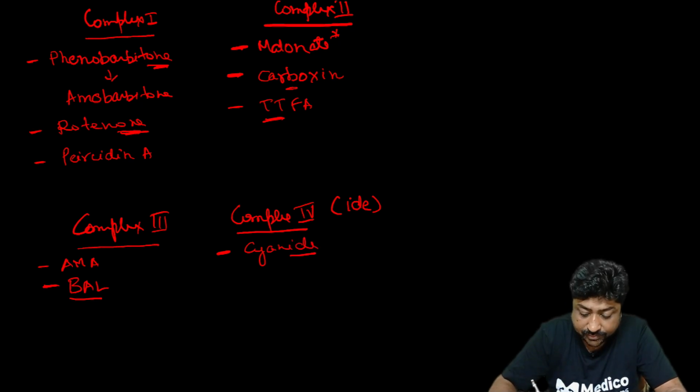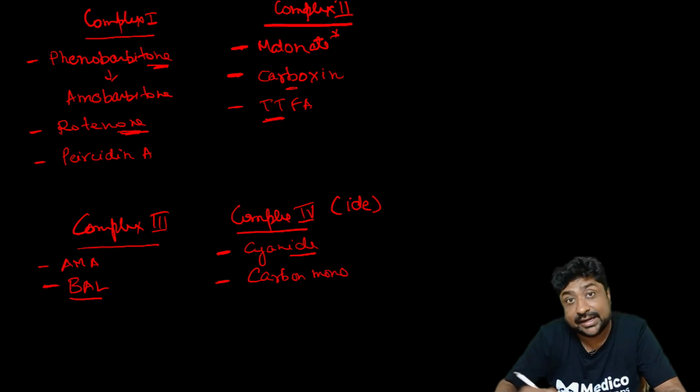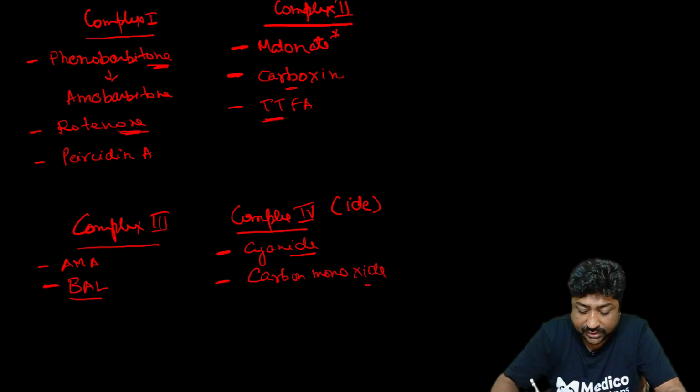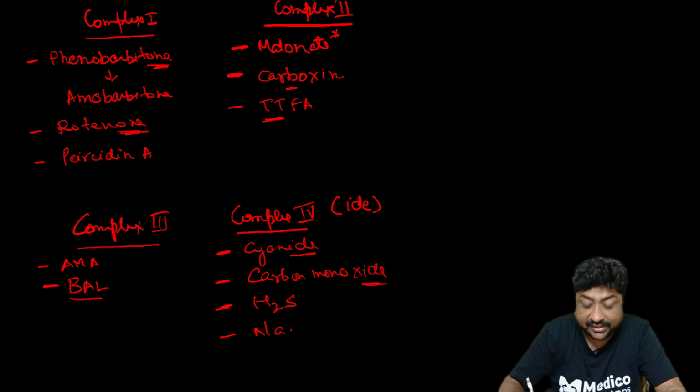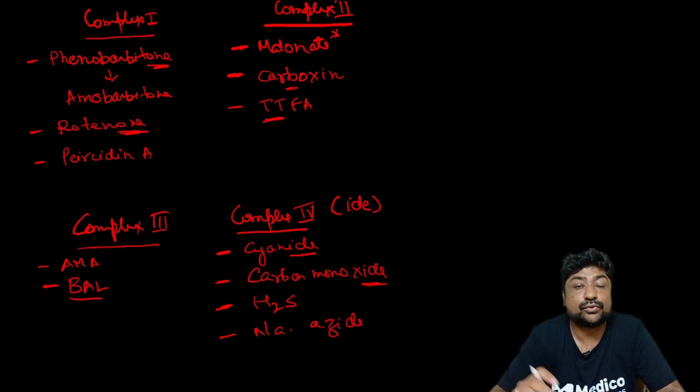Let's look at next, carbon monoxide. Again, you can see IDE at the end. The third is hydrogen sulfide. Again, IDE at the end. And sodium azide. Again, IDE in it. So all the complex 4 inhibitors will have IDE at the end.